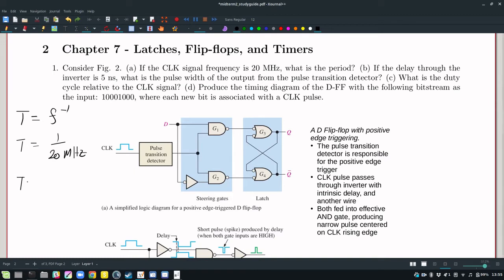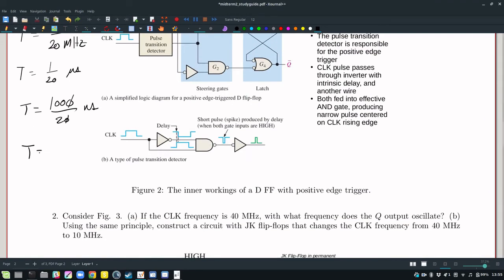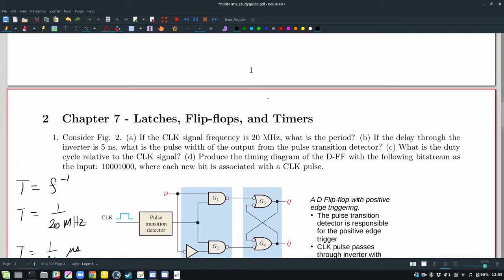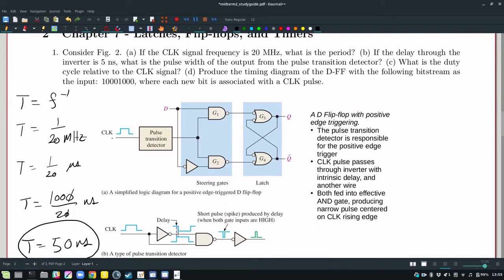1 over megahertz is a microsecond, so that's a 20th of a microsecond. And a microsecond is 1,000 nanoseconds, so that's 1,000 over 20 nanoseconds. Tens cancel, 100 over 2 is 50. So period is 50 nanoseconds. So the answer to part A is 50 nanoseconds. Now, if the delay through the inverter is 5 nanoseconds, what inverter, by the way?